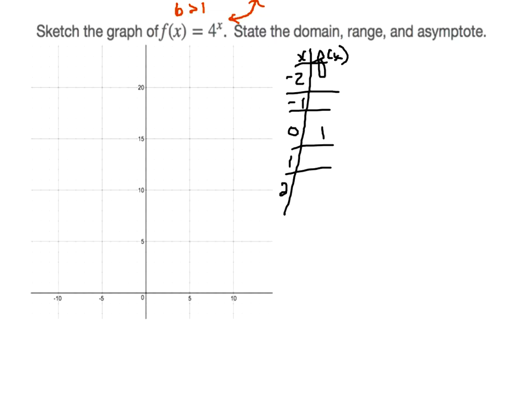4 to the negative second power is 1/16. 4 to the negative first is 1/4. Anything to the 0 is 1. 4 to the first is 4. 4 squared is 16. Okay, I'm going to put that onto the graph. Negative 2, 1/16. Negative 1, 1/4. 0, 1. 1, 4. And we're going to shoot way up. 2, 16.